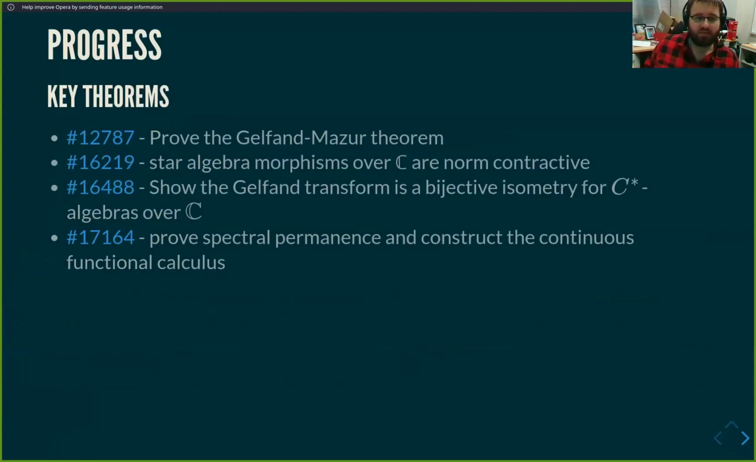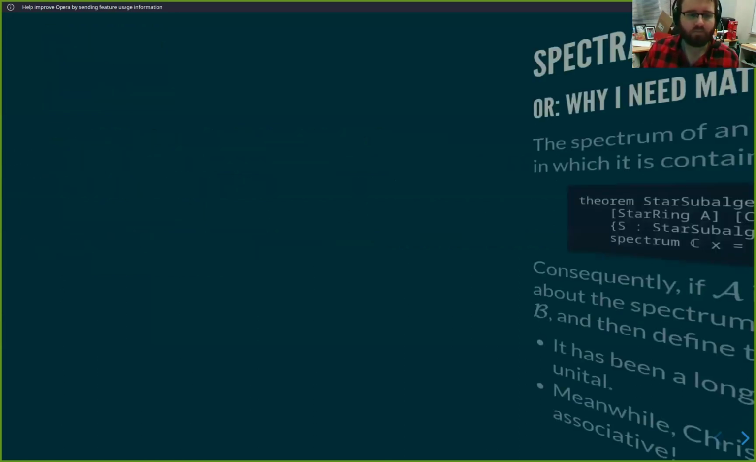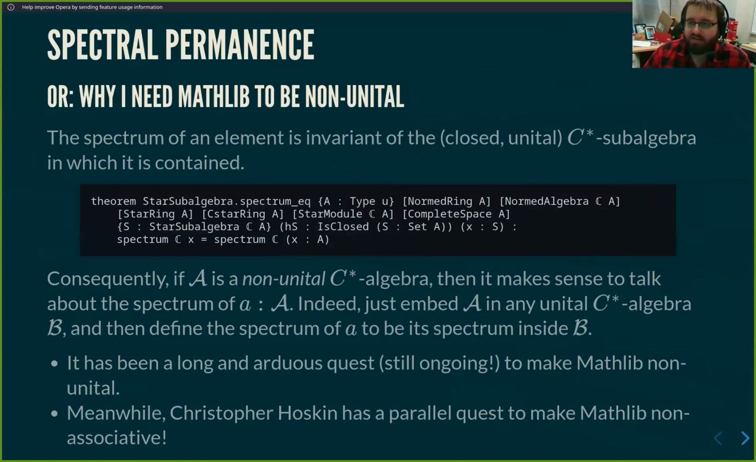So some key theorems that we've got. We do have that the Gelfand transform is a bijective isometry, or in fact a star algebra isomorphism for C-star algebras. And the other major thing we have is the Gelfand measure theorem, and we also have spectral permanence and the continuous functional calculus. So let me explain kind of what those things are. Spectral permanence, also known as why I need Mathlib to be non-unital. If you've spent much time talking to me, you'll realize that I go on a lot about how we need to make Mathlib a lot more non-unital.